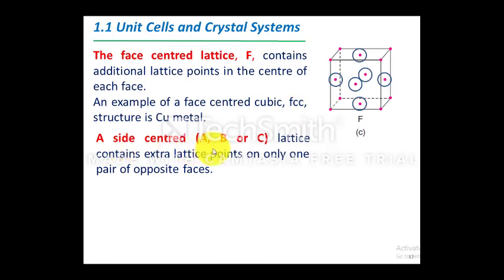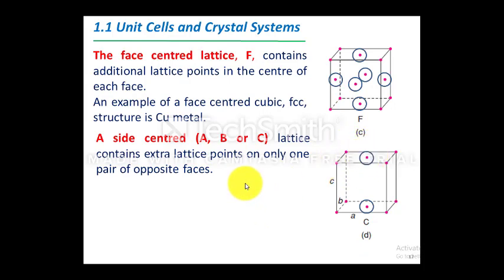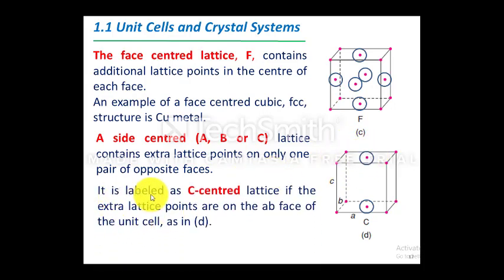A side-centered A, B or C lattice contains extra lattice points on only one pair of opposite faces. So look at this picture. There are two lattice points at only one pair of opposite sides. These are highlighted by circles. It is labeled as C-centered if the extra lattice points are on the AB face of the unit cell. This is the AB face. This is length A and this is length B, and all of this face is the AB face.